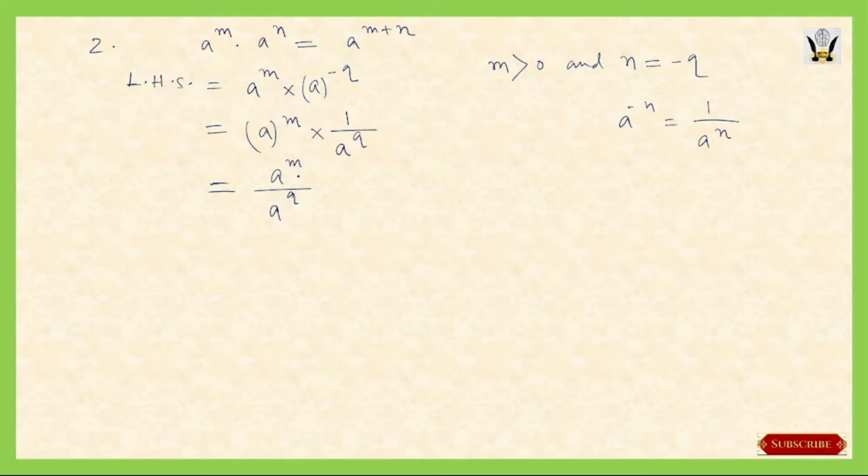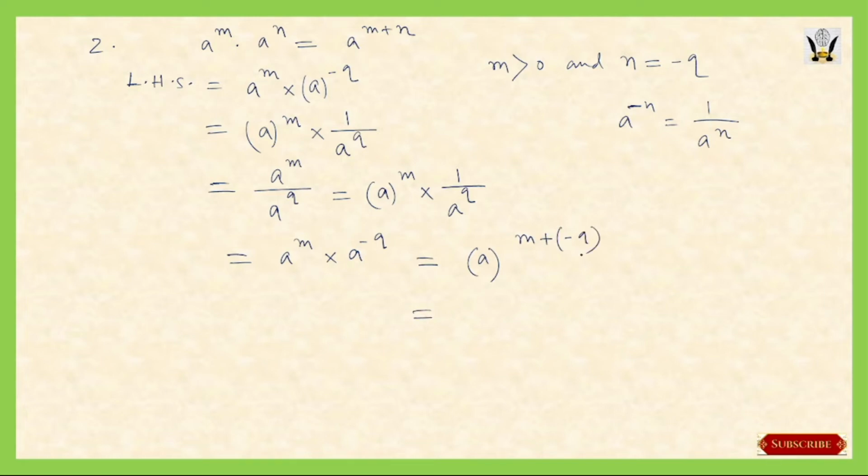So here what we can see is, now this can be thought or written this way: a to the power m and then 1 by a to the power q. So this can be again written as a to the power m, and 1 by a to the power q means a to the power minus q, this format. Now again both the bases are same, which is a, and so we will add both the exponents with their sign. So it will be a to the power m plus of minus q.